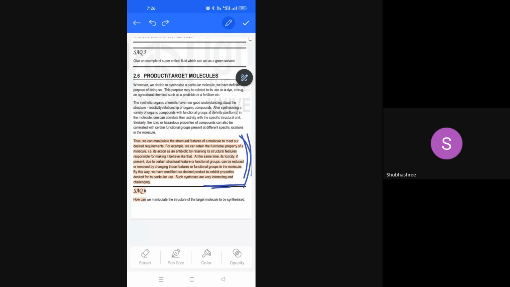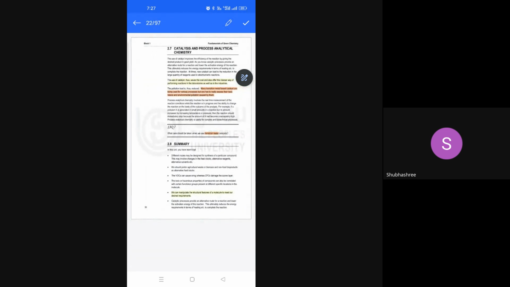So synthetic synthesis is very interesting and very challenging. Okay, that means, in a simple way, I am telling you that your synthetic procedure should be adopted so that you change the functional group for decreasing the toxicity and adverse effect.